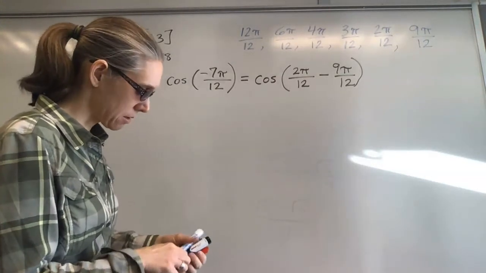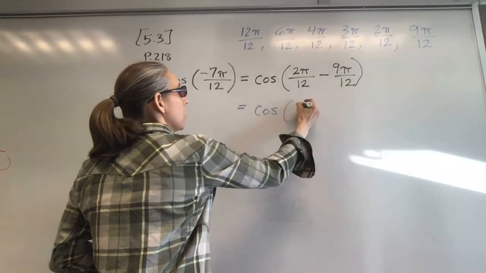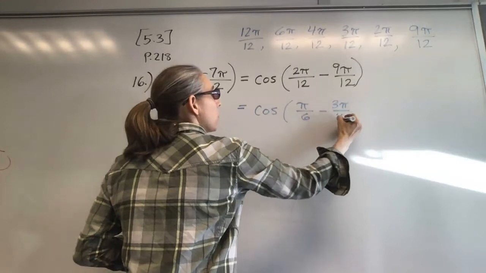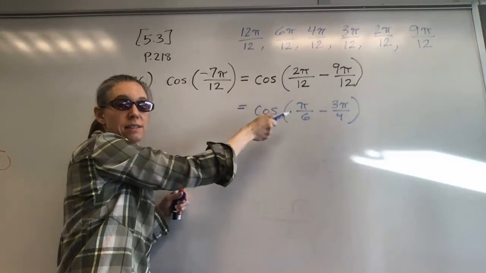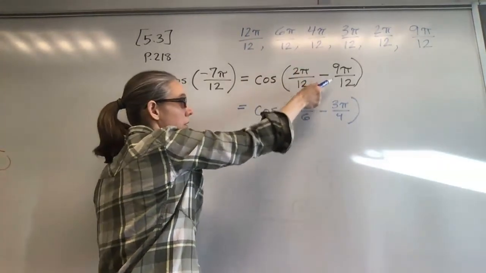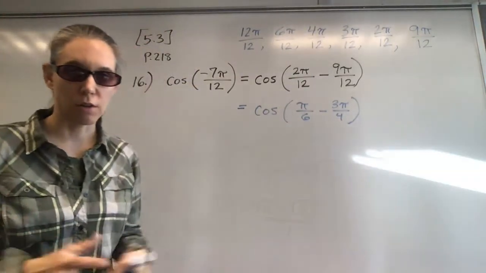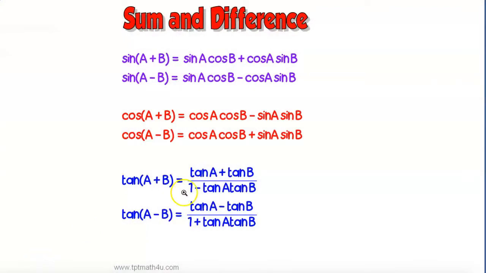Now, the next line, I'm going to make this a little easier for us to visualize. I will rewrite this as cosine of pi 6 minus 3 pi fourths, right? So what I just did is I reduced 2 pi 12ths to pi sixths, and I reduced 9 pi 12ths to 3 pi fourths. Now, you can see these values a little more easily on the unit circle. So I'll be using those. Now let's refresh our memories as to the cosine difference formula. We have cosine A minus B is cos cos plus sine sine. So we're going to be doing the opposite of what we did last time.